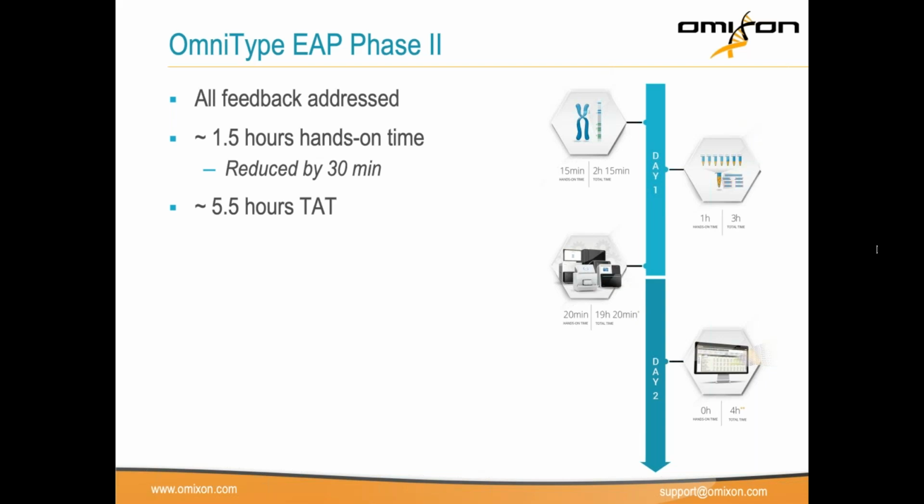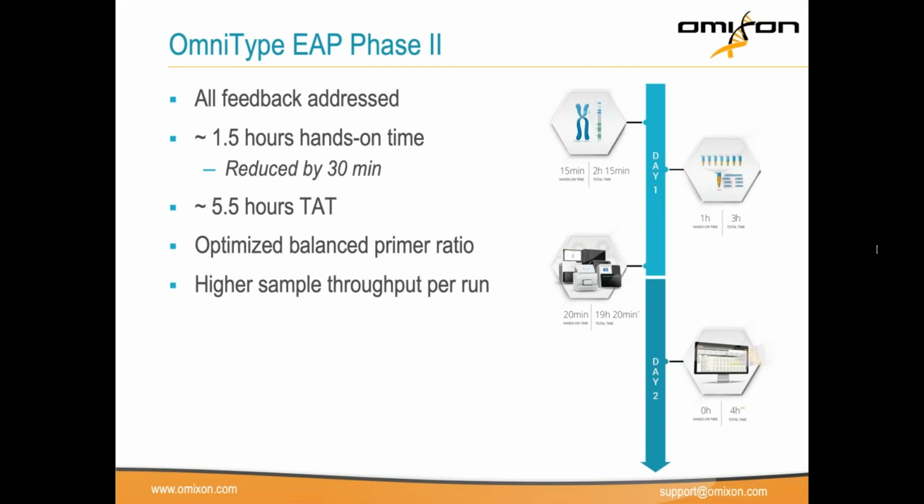Which is great news, makes it a very, very competitive product. We also have changed the primer ratios in the multiplex primer mix tube to make them more balanced. So there are optimized, balanced primer concentration ratios. This has resulted in a higher sample throughput per run, which is a very big advantage and addresses one of the bad pieces of feedback that we received.